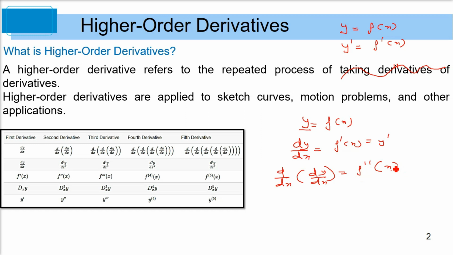So we can write it as f double dash(x) = y double dash, or you can say y double prime. So this is the first derivative, this is the second, third, fourth, fifth. The derivatives other than the first derivative are called higher order derivatives.